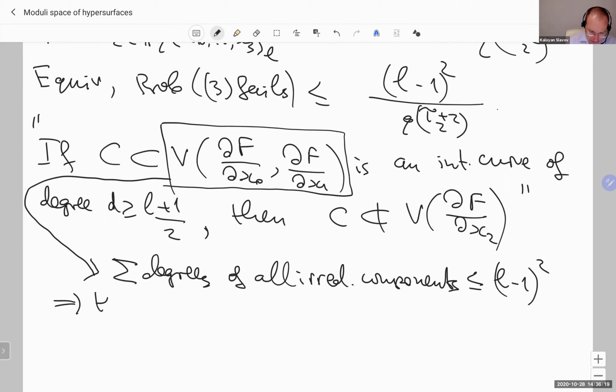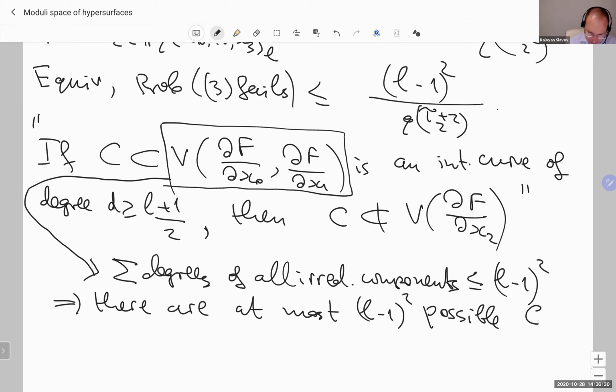Therefore, there are at most (L minus 1) squared possible integral curves C. And in particular, at most that many integral curves C of large degree. And that's how we get the (L minus 1) squared. The (L minus 1) squared in the numerator is an upper bound for the total number of possible integral curves.